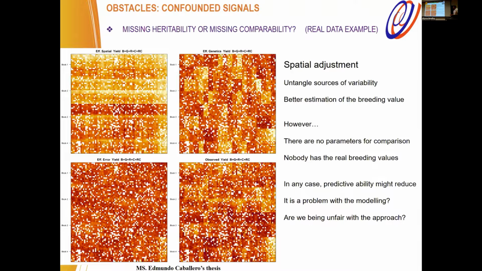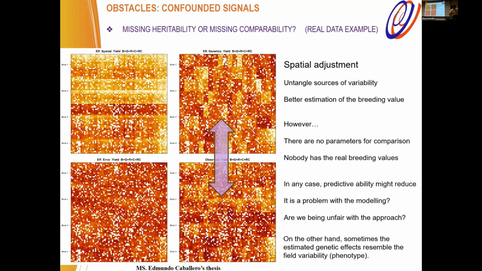And then we start thinking, are we being unfair with the approach? Many times we blame the model. The model is not working well. Actually, you don't have the correct values to contrast whether the model is working well. Again, many times we see resemblance. In this case, it's just one number using my field variability, but we know that we have other things going on at the same time. It could be weather, formation, management, etc., etc. So again, still, breeding value resembles the phenotype, and we expect that it should be randomly assigned.